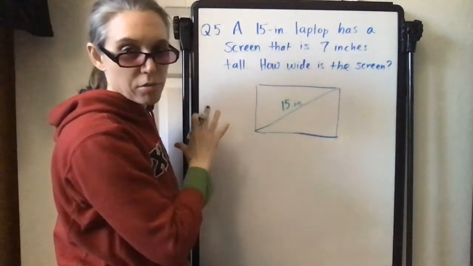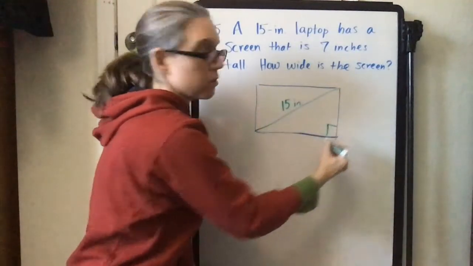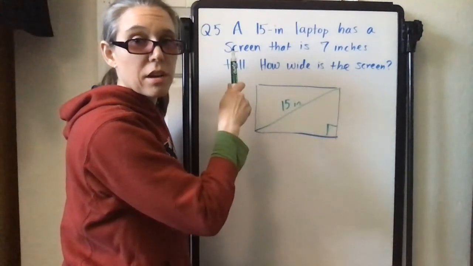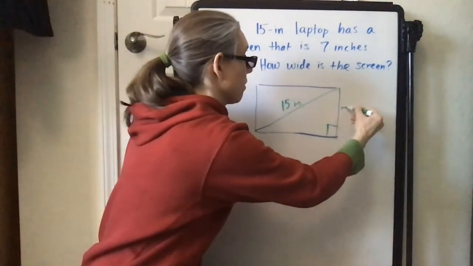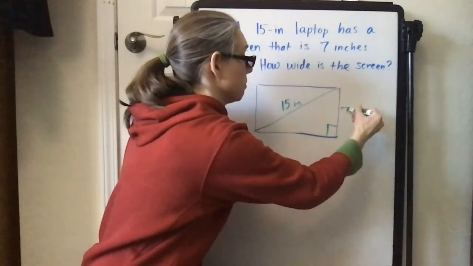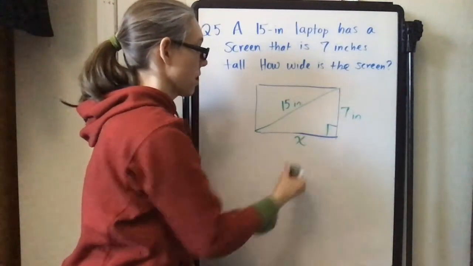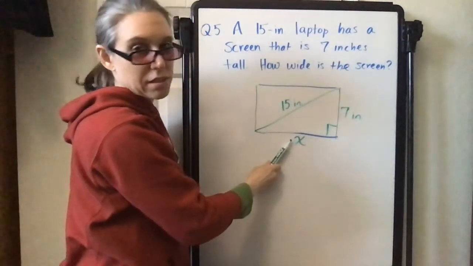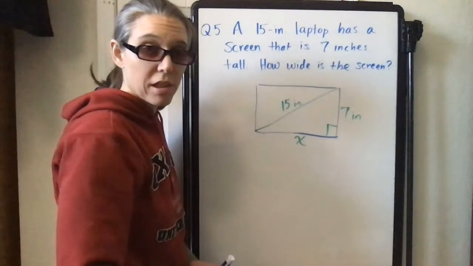Now, since we have a rectangular screen, of course, we have right angles in every corner. Then we are told that it is 7 inches tall. The screen is 7 inches tall. And then that means we don't know this side right here, right? How wide is the screen. We replace what is unknown with our variable x, and now we can use the Pythagorean theorem.